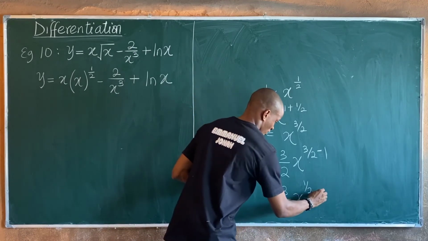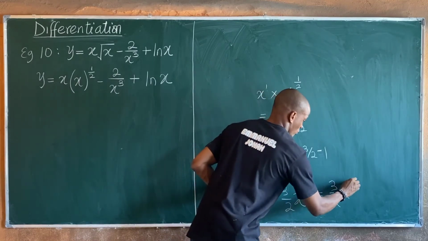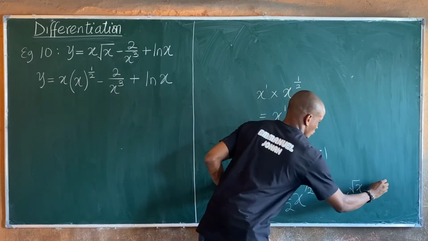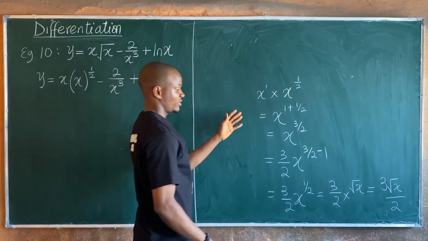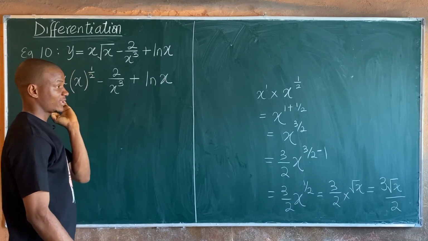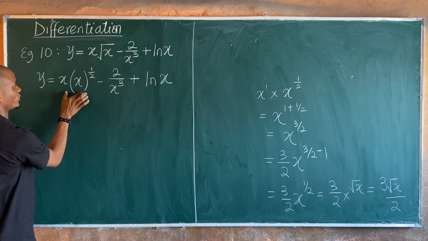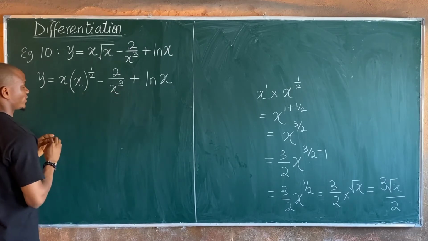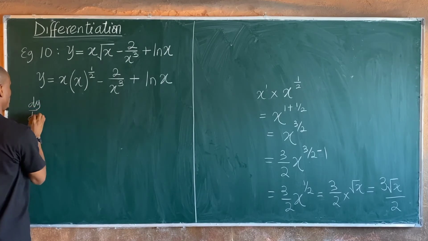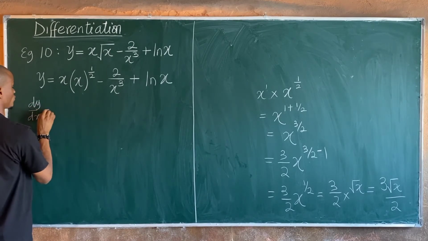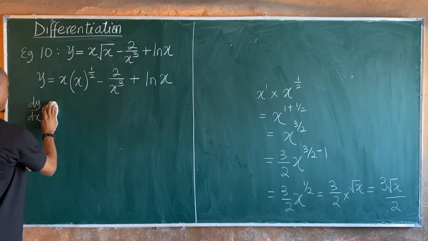Yep. So this is more like saying 3 all over 2 times x power 1 over 2, which is root x. So it gives you equal to 3 root x all over 2. That's using your idea of indices or the general method. You can still use the product rule here. So I'll use the product rule for this one here. Now take this one separately. From here I'll have that dy all over dx is now equal to, before I get to dy over dx there, let me first of all simplify this.